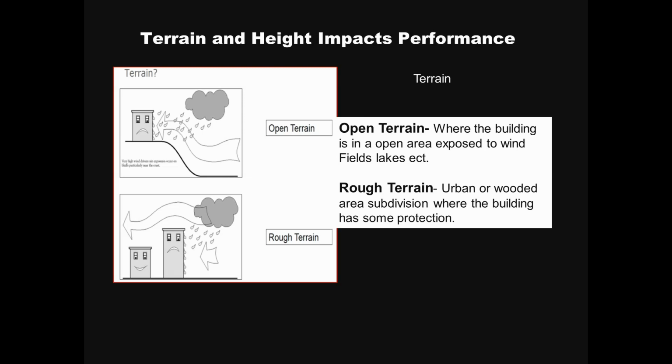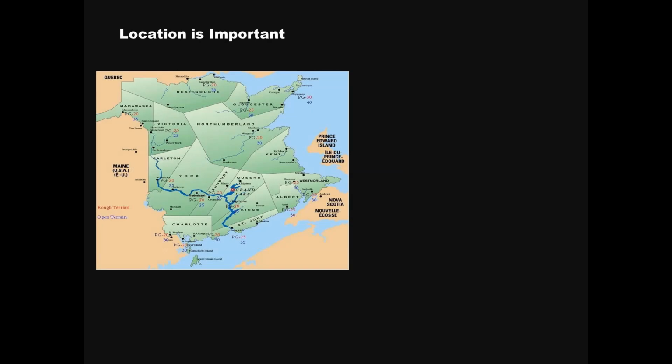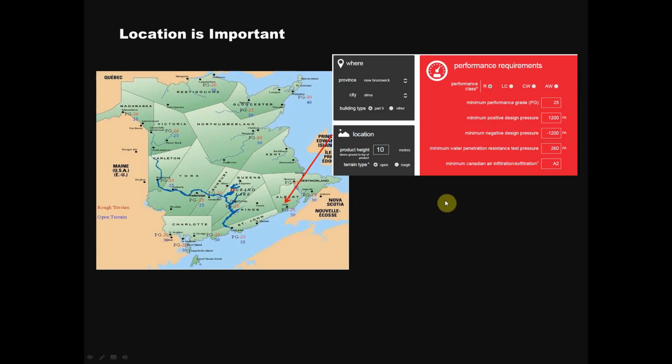The other thing is that location is important. As building inspectors, you need to know the location because, as you can see in this slide, the performance grade varies, with minimums of 25 and 35, all around the province. Here in Alma, on a 10-meter high building in open terrain, the minimum performance grade is 25, and the minimum water penetration resistance is 260.